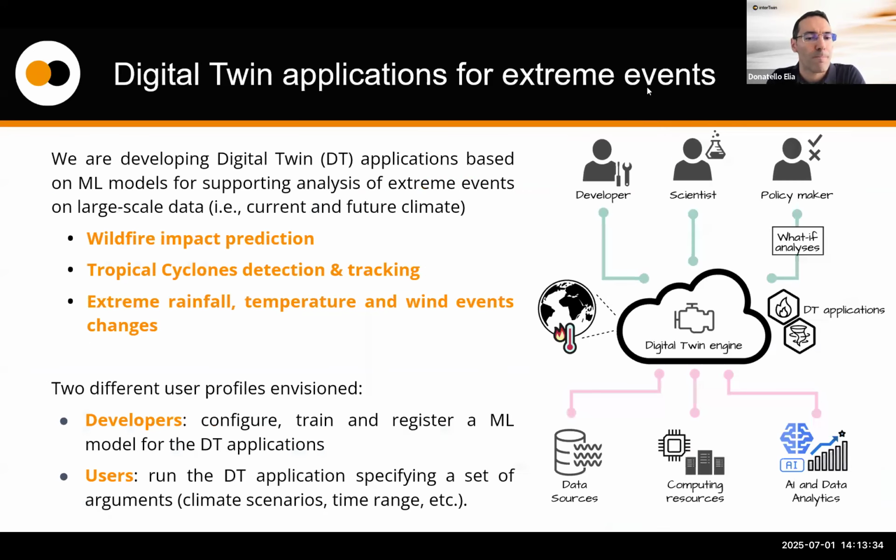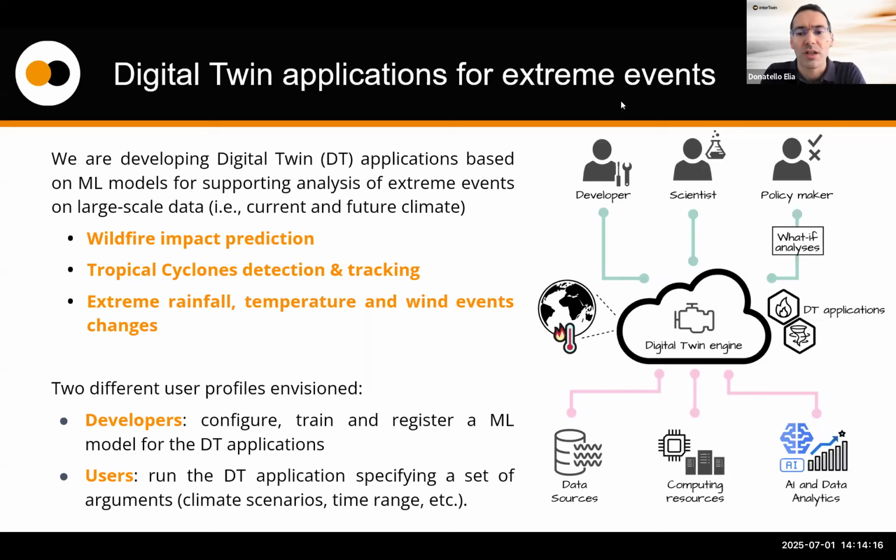Next slide, please. So in the context of interTwin, we are developing digital twin applications based on data-driven models for supporting the analysis of extreme events on climate data. In particular, we are focusing on three applications: wildfire prediction, tropical cyclone detection and tracking, and the third one about extreme rainfall, temperature, and wind events change, which will be presented later by Christian. To this end, the interTwin digital twin engine is providing the software and computing framework for simplifying the development of such digital twin workflows.